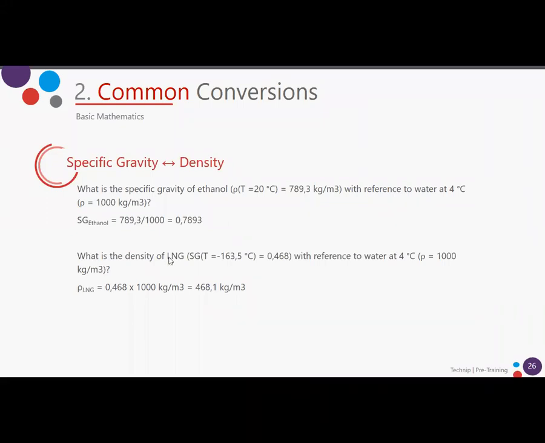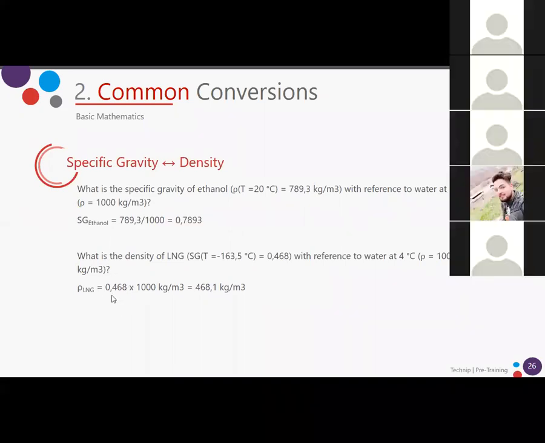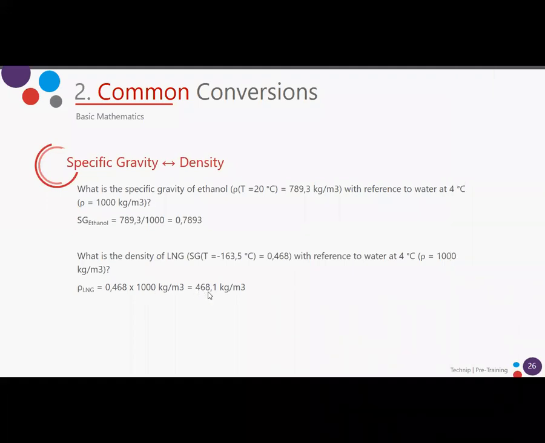What is the density of LNG? When we have the specific gravity at a temperature of minus 163.5 Celsius, and it is equal to 0.468, with reference to water again at 1,000 kilograms per cubic meter. So here we don't have to divide, but we have to multiply the specific gravity. So we multiply the specific gravity with the density of water, and we will get 468.1 kilograms per cubic meter for the density of LNG.